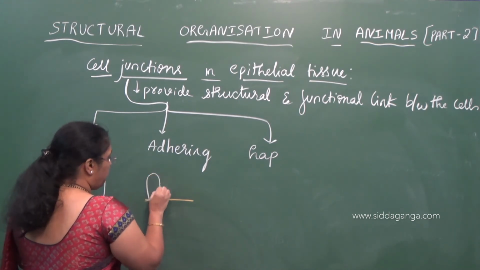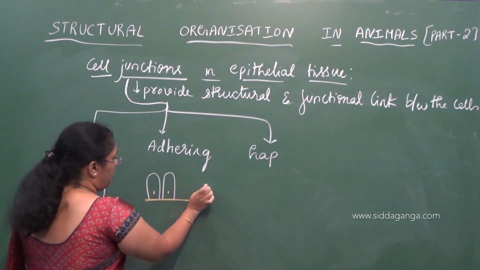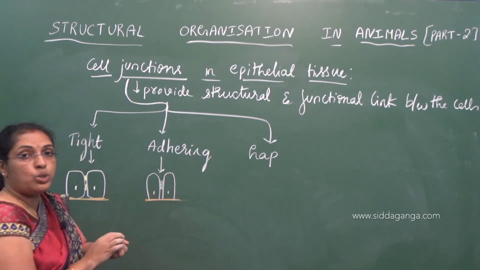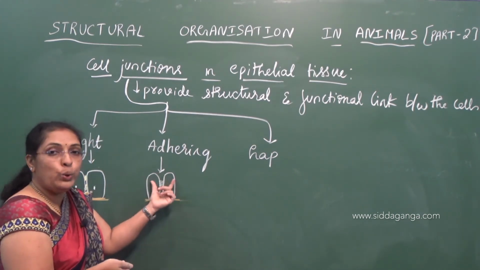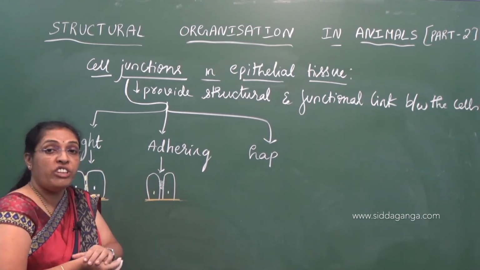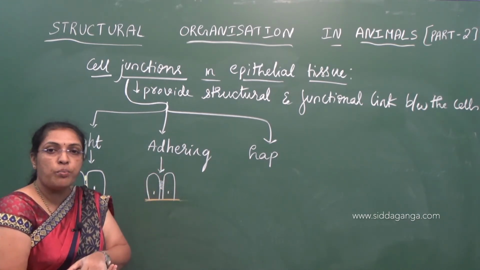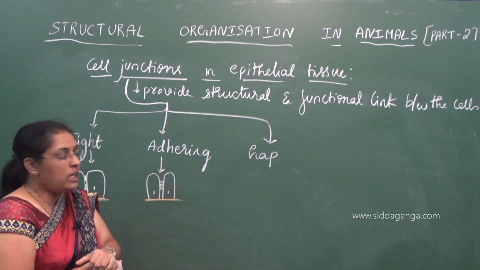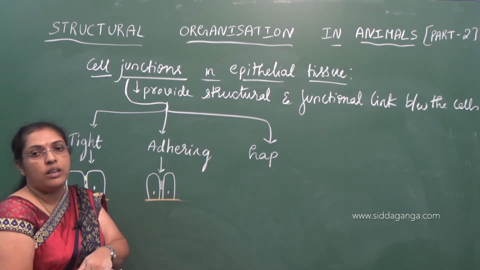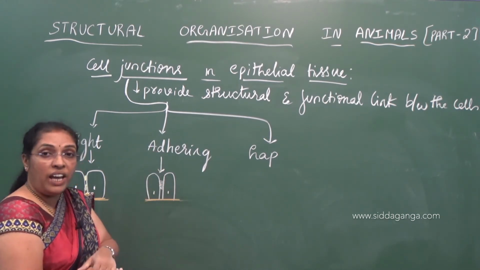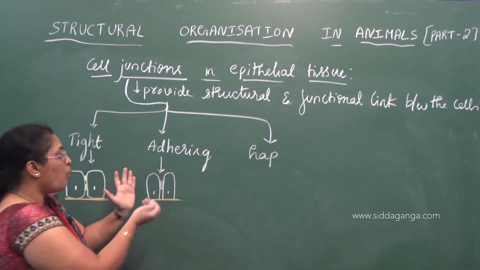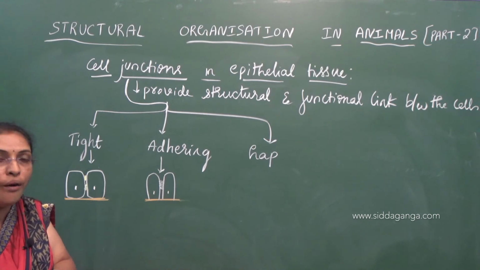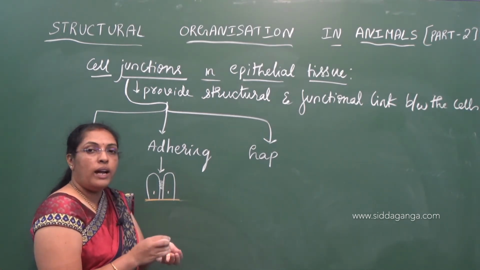Whereas in adhering junction, we can see some actin filaments which connect two cells. They provide cementing between two cells, thereby helping the cells to contact each other. This type of junction provides mechanical support to the cells. Between two cells there is an intercellular link with filaments, but there is no movement of substances. They only help in cementing or adhering two cells to each other. That is called adhering junction.